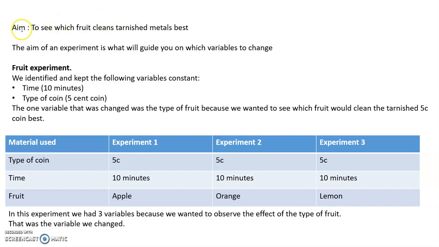Let's read this aim. Aim: to see which fruit cleans tarnished metals best. So here it gives us a clue. Fruit is the only variable that we can change. The aim of an experiment is what will guide you on which variables to change.